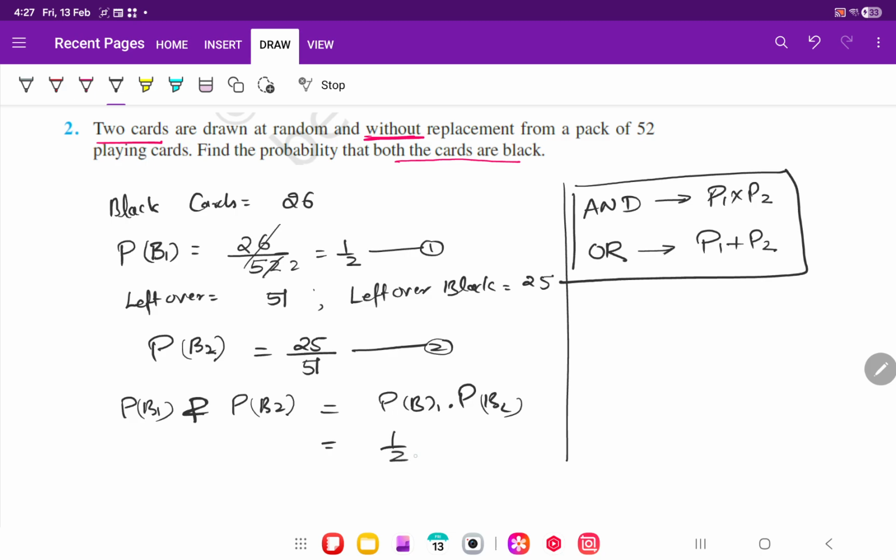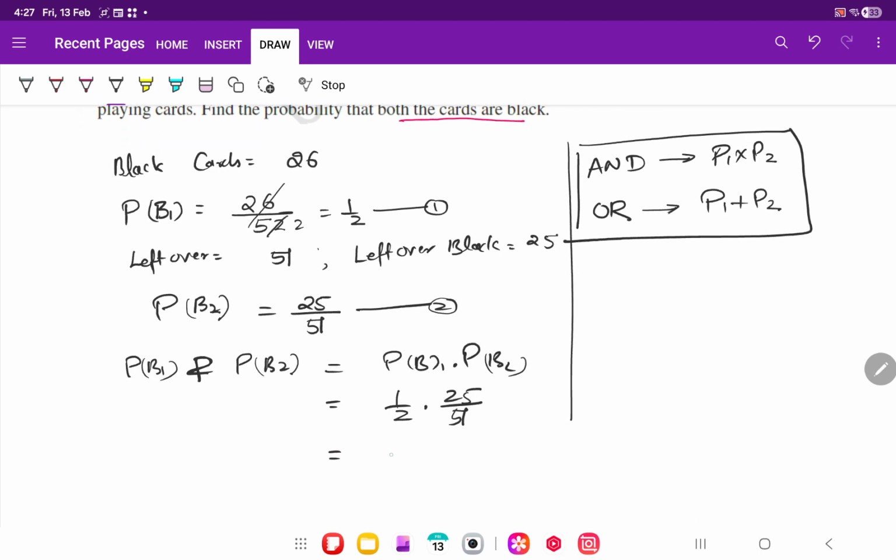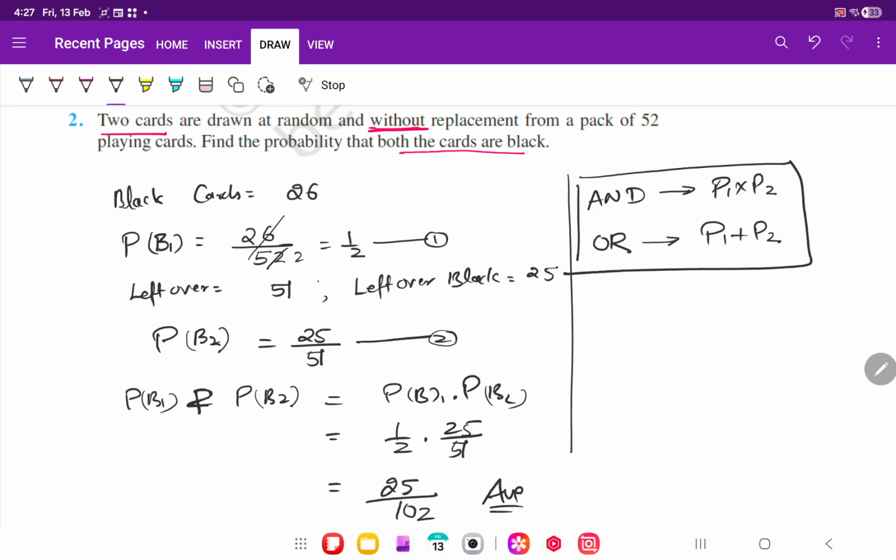So this will be 1 by 2, 25 by 51. So final answer will be, write down 25 by 102. This is the final answer. Okay. Next question we can see.